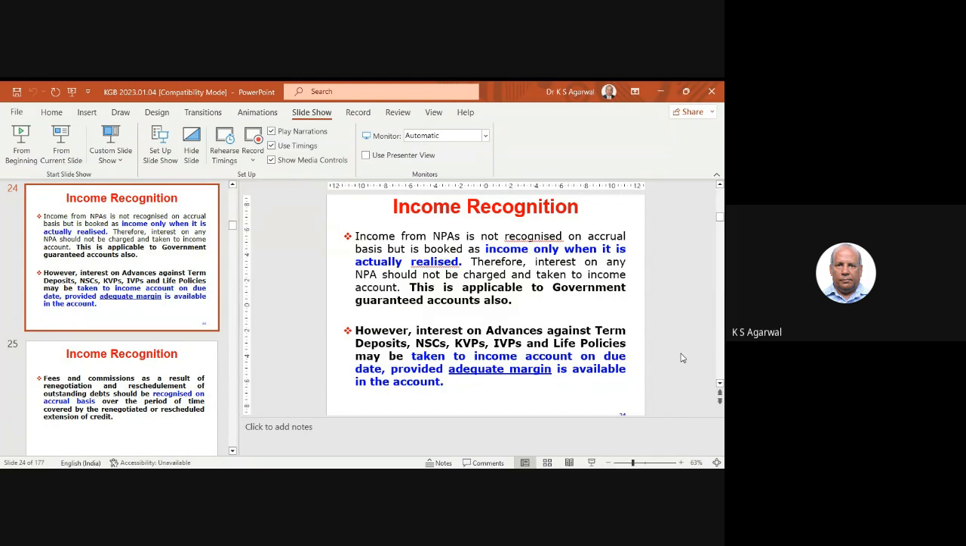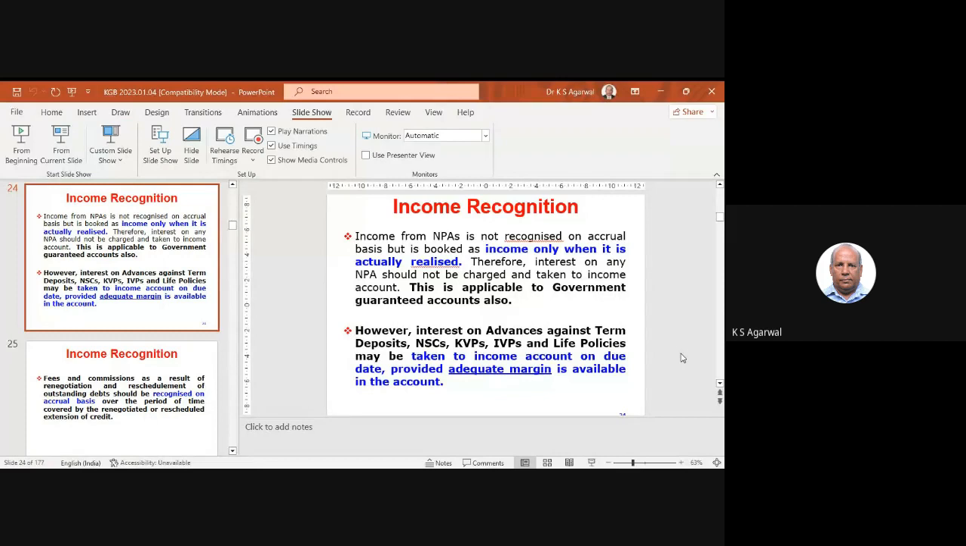So income recognition, income from NPA. Whenever an account becomes NPA, we stop applying interest. And thereafter, if the borrower deposits some money, some realization is there, then we can take it to our income head. So income from NPA is not recognized on accrual basis, but is booked as income only when it is actually realized. Now this is important.